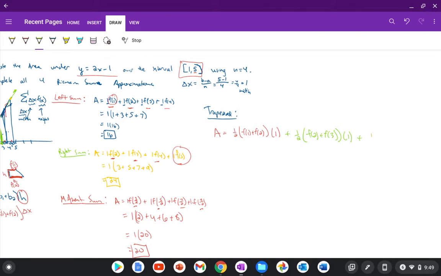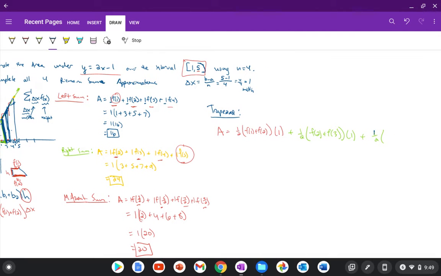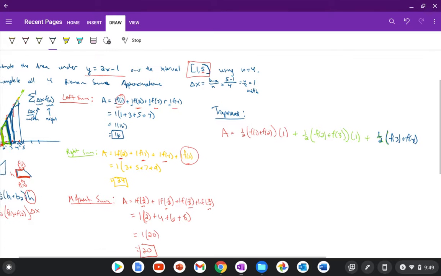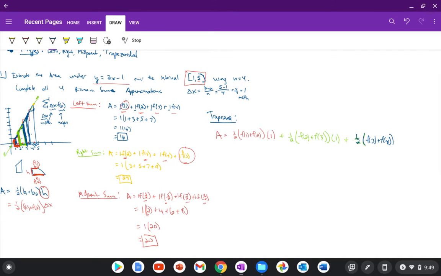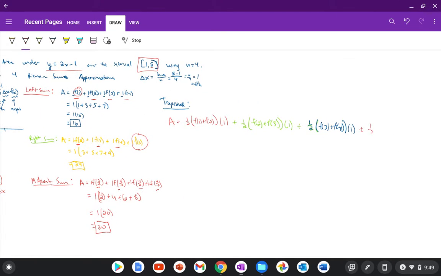Okay, my next one, 1/2. And for my next trapezoid, my first base is going to be f of 3, and the second one's f of 4. So it's going to be 1/2 times f of 3 plus f of 4 times my height, if you will, which is 1. All right, and then my last one is going to be f of 4 as my b1 and f of 5 as my b2. So plus 1/2 times f of 4 plus f of 5 times the height, which is, again, 1.